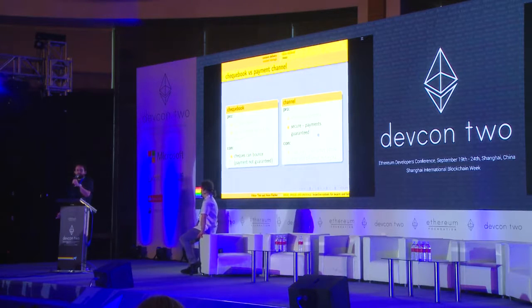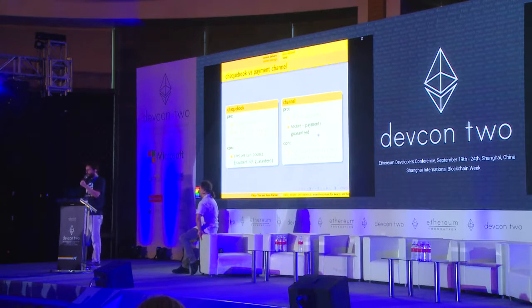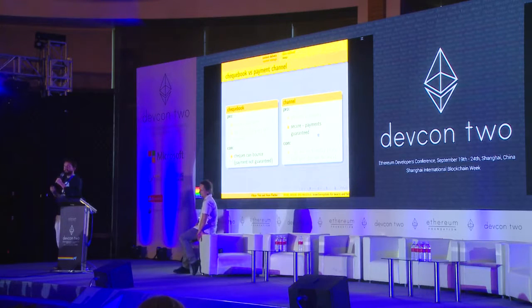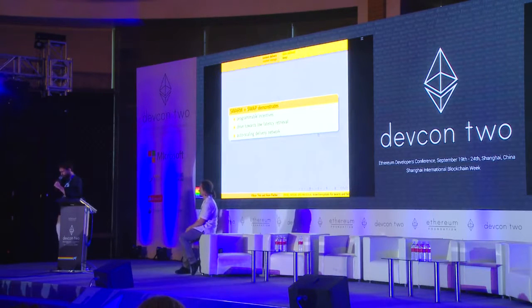The downside is a check can bounce. I can write millions of checks, but my checkbook doesn't have the required balance. So that's sort of the trade-off, but we find it's a good way to get people on board to get things started. But as I said, payment channels are coming too.